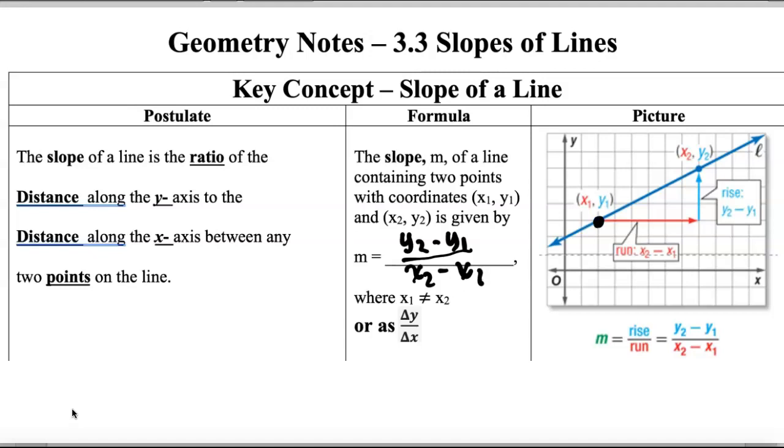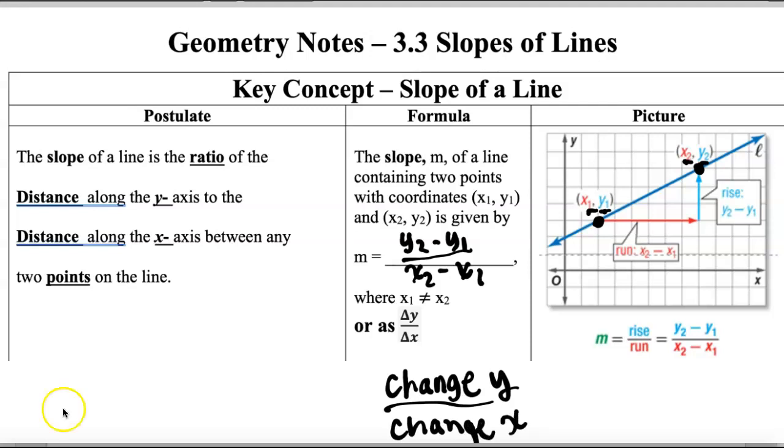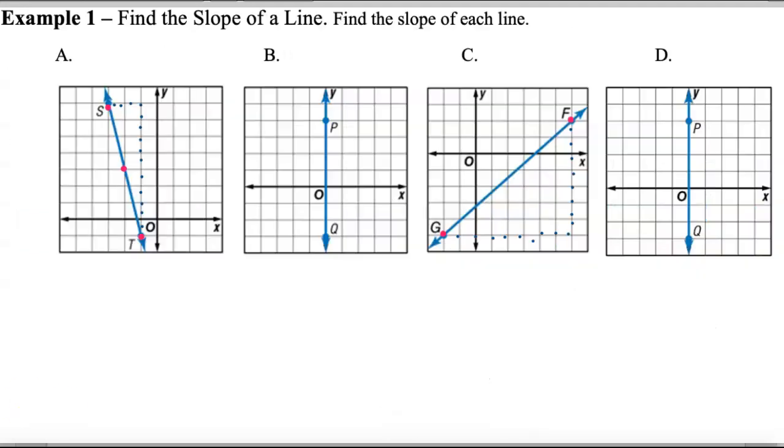So this would be my x sub 1, y sub 1. Here is my x sub 2, y sub 2. So notice here that the 2's go together and the 1's go together. Another way to think about this, we do this a lot in science, is the change in the y value divided by the change in the x value. We actually talk about this all the way up to calculus.